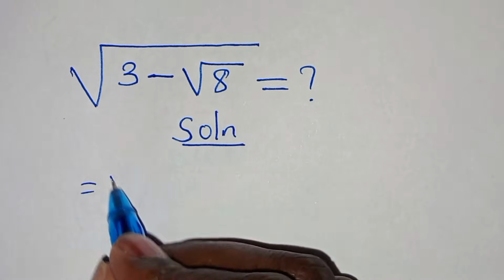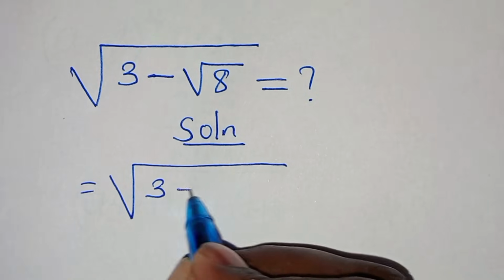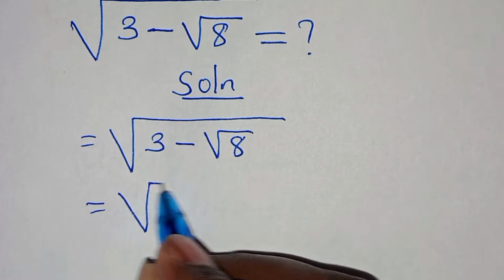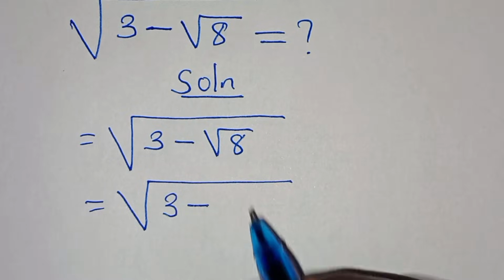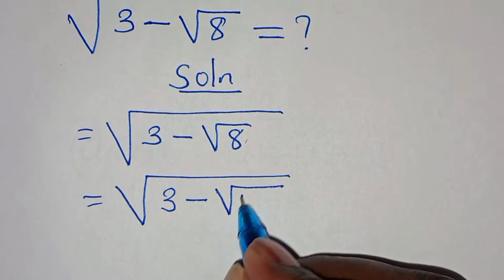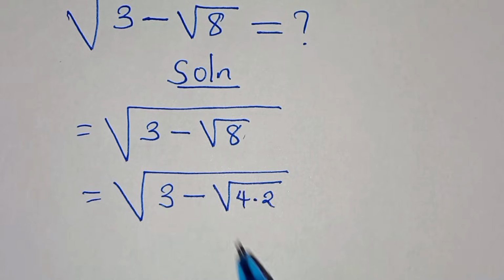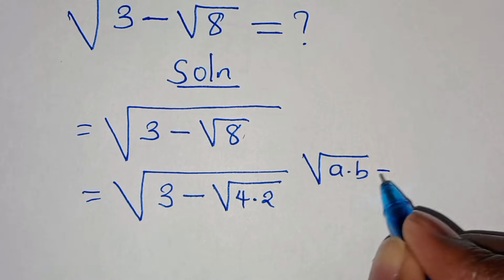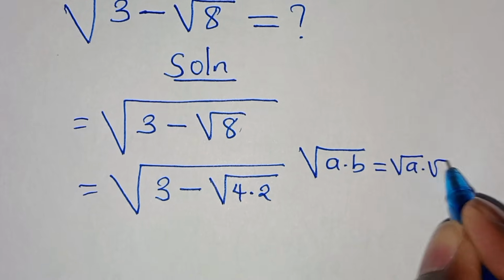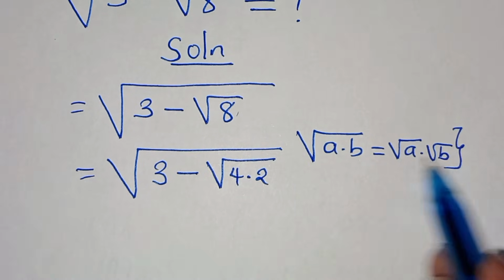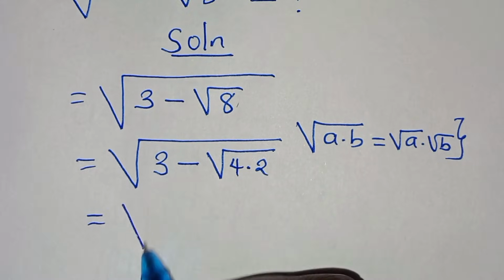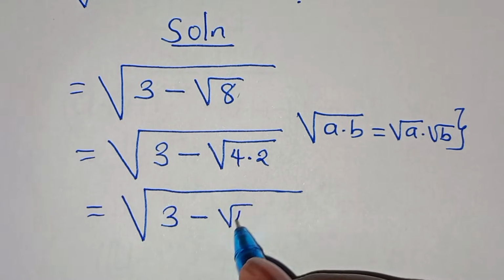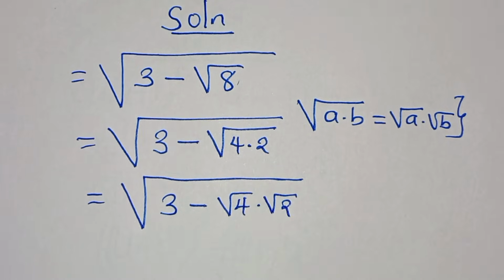We have the square root of 3 subtract the square root of 8. In this case, we can express this expression as the square root of 3 minus the square root of 8, which is the square root of 4 multiplied by 2. So the square root of 4 times 2 is in the form of the square root of a times b, which we can express as the square root of a times the square root of b. Now applying this property, we have the square root of 3 subtract the square root of 4 multiplied by the square root of 2.